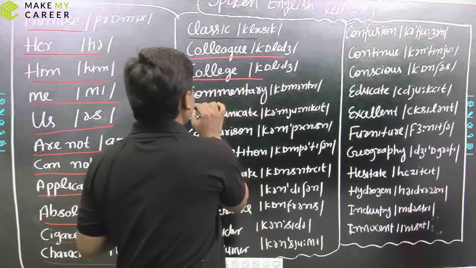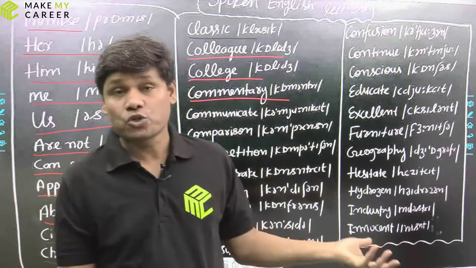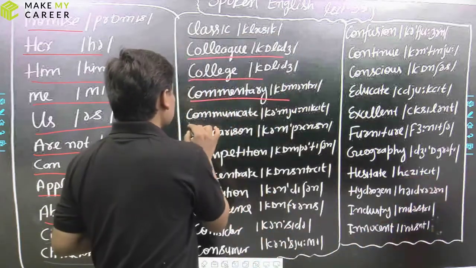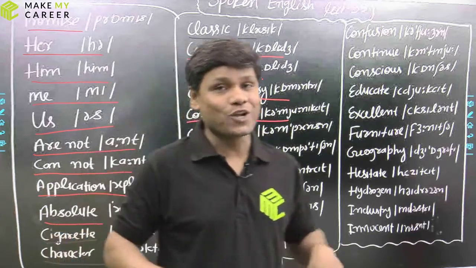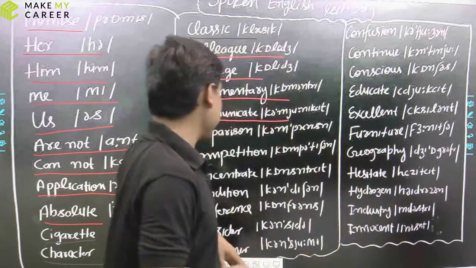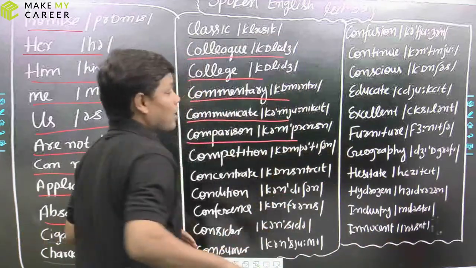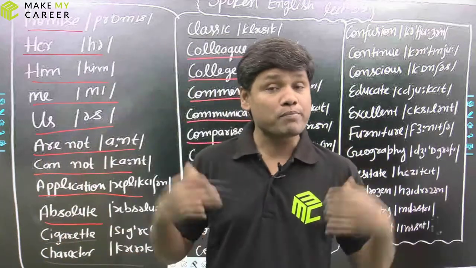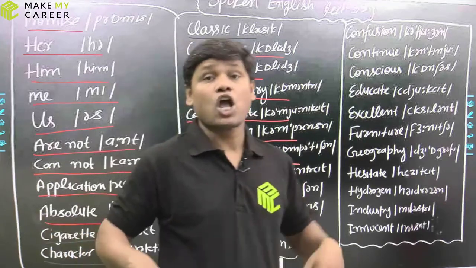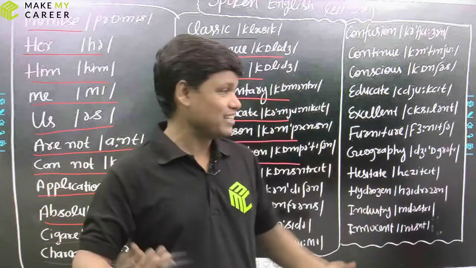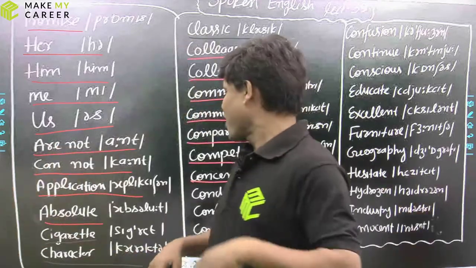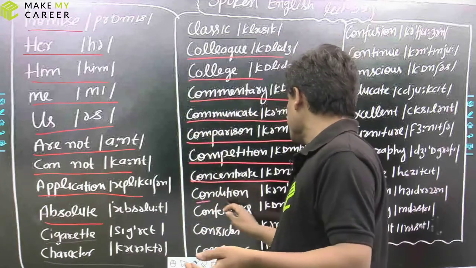Next one is commentary. What is this, guys? Commentary. Again you repeat, commentary. Next one is communicate. I like to communicate with my friends. Do you love to communicate? Yes. Next, comparison. There is no comparison between me and you. Next one is competition. What a competition. Next one is concentrate. Concentrate yourself.